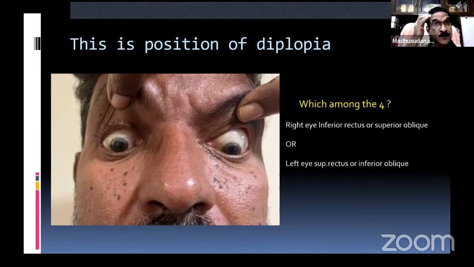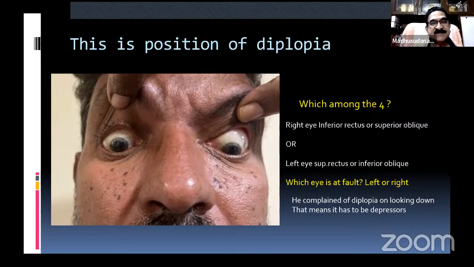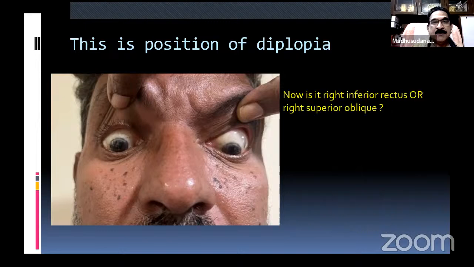But since he's complaining of diplopia on looking down, it has to be the depressors. Okay, so the culprit muscle is in the right eye. That much we are now certain of. Now the question is, which muscle is affected in the right eye? Is it the right inferior rectus or the right superior oblique?